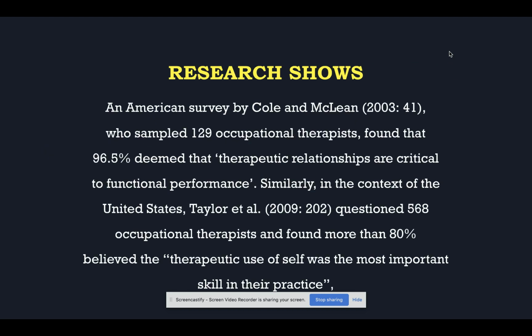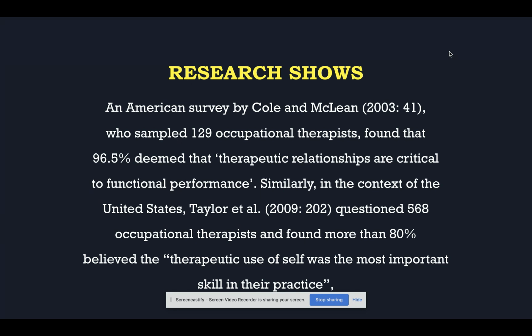When we talk about research, Cole and McLean had done a study back in 2003. It's a little old, but I think it's still kind of true today, although there's not a lot of new studies that have come about with this. They sampled 129 OTs. They found that 96.5% deemed that therapeutic relationships were really critical in the fundamental performance of the therapy session.